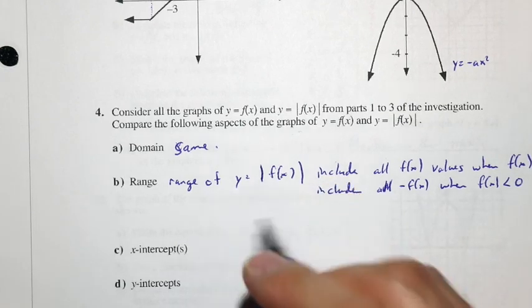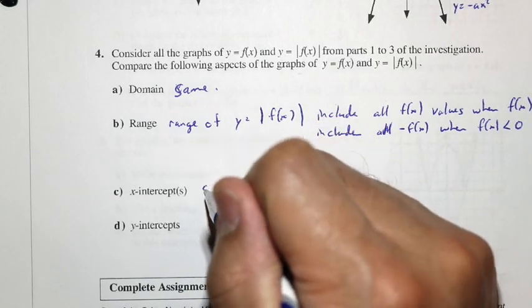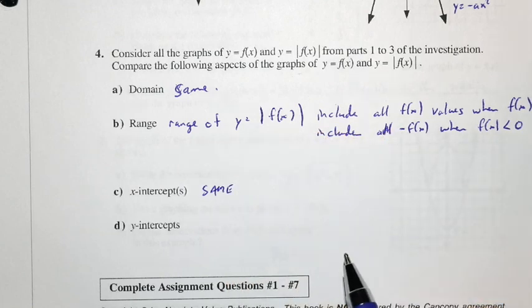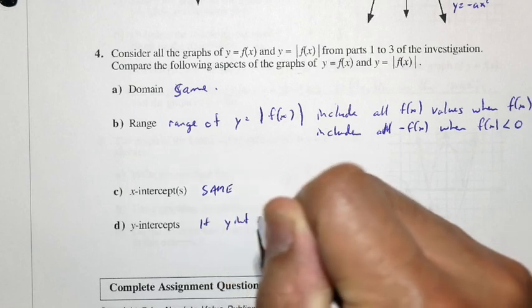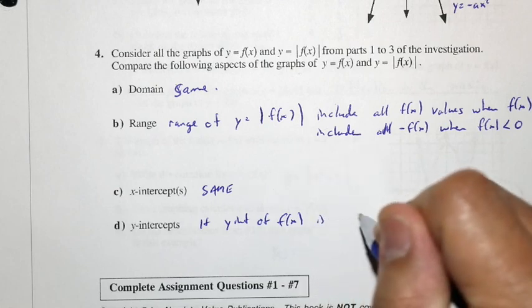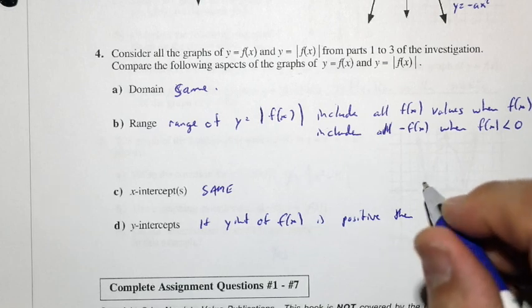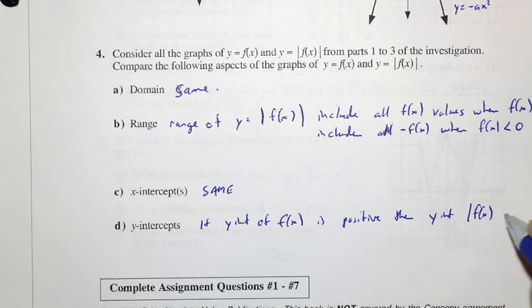Okay, what about the x-intercepts? What happens to the x-intercepts? Well, the x-intercepts remain the same. Whatever zeros they are of the original function, they're also going to be zeros of the absolute value function. Okay, but what about y-intercepts? Well, if the y-intercept of f of x is positive, then it's no change, right? Then there will be no change. And the y-intercept of the absolute value of f of x is going to be the same.